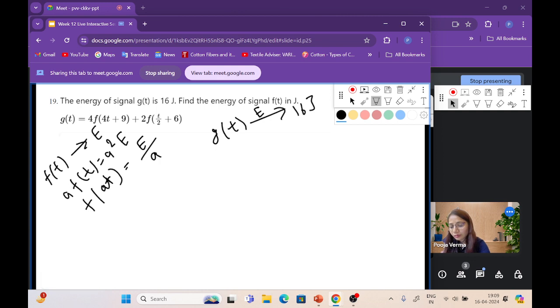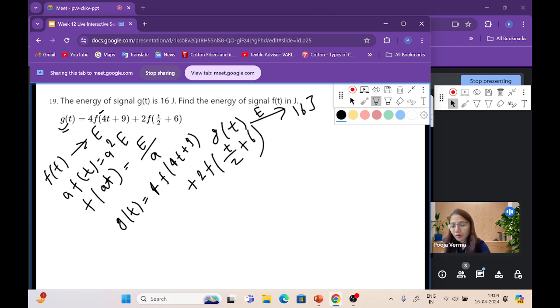Now the energy of the signal g(t) is given as 16 joule. We need to find the energy of the signal. Directly I'm just writing g(t) is equal to 4 f(t) plus 9 plus 2 f(t by 2) plus 6. Now if we apply all the properties of the energy signal, we will get here the energy of g(t) is given as 16 joule.